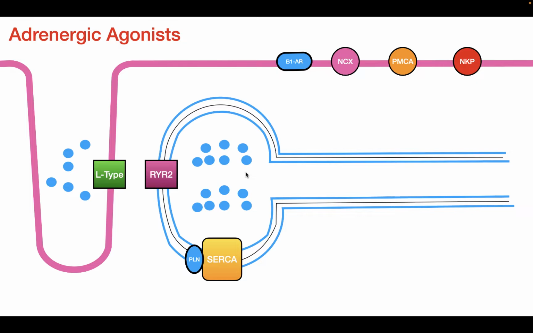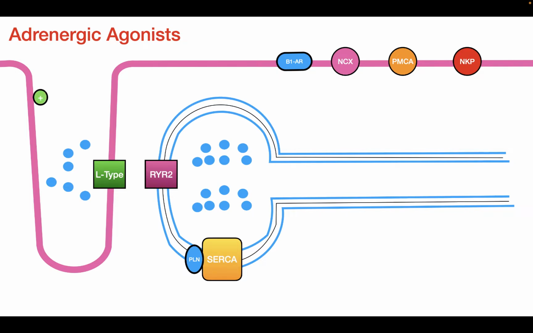The first one are the adrenergic agonists. Before we get into what these do, I want to give a quick review as to how calcium enters into the cell during excitation-contraction coupling and how that calcium is removed from the cytosol in order to facilitate relaxation.